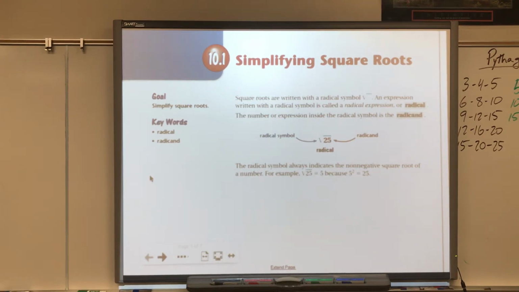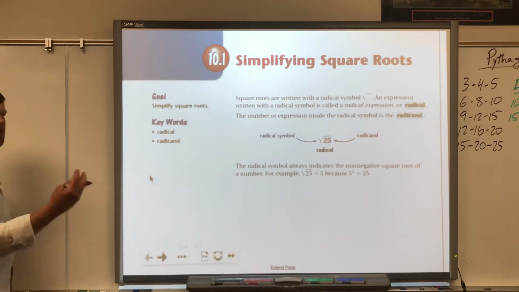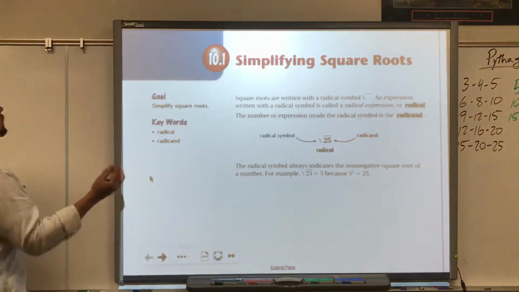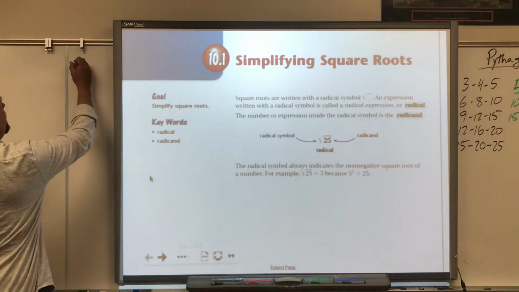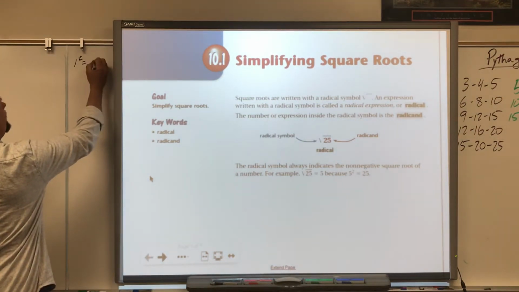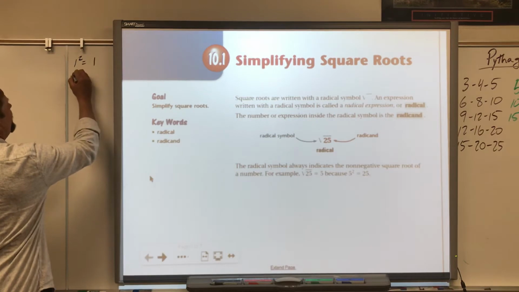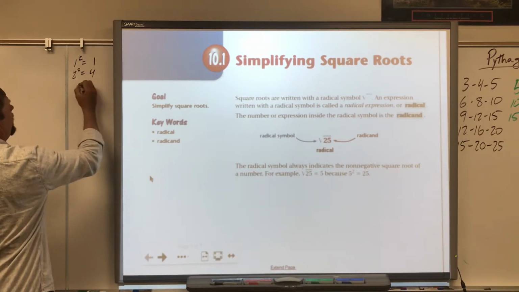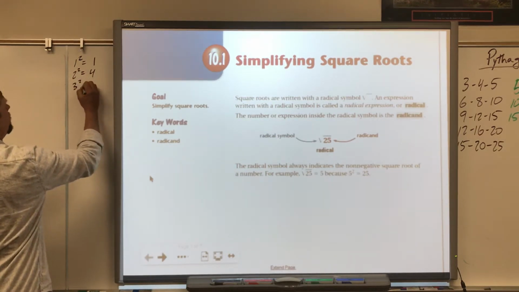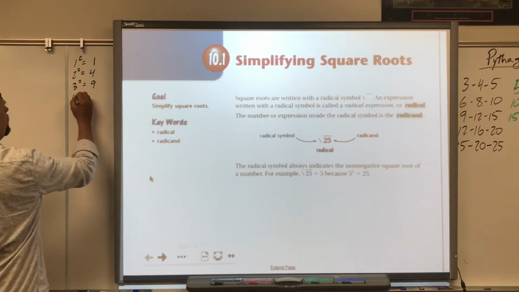Section 10.1 is on simplifying square roots. One of the things you should always know is what perfect squares are. If you square each number, those numbers that you end up with are called perfect squares.